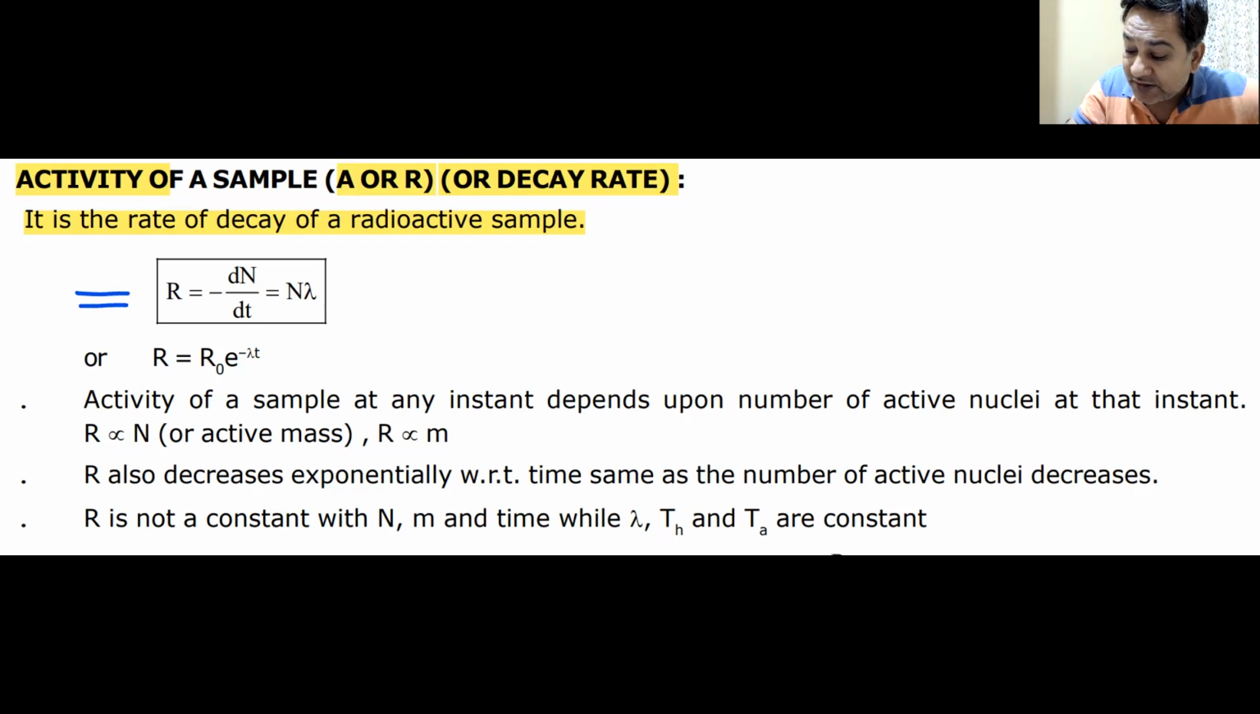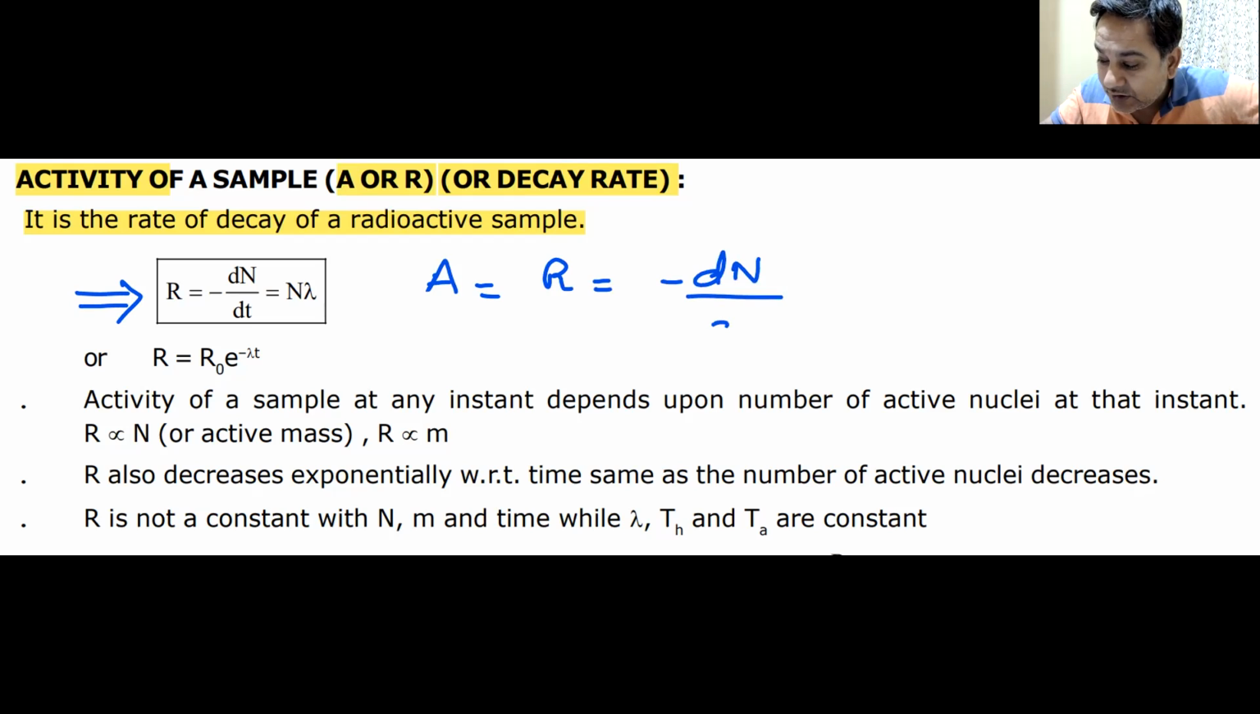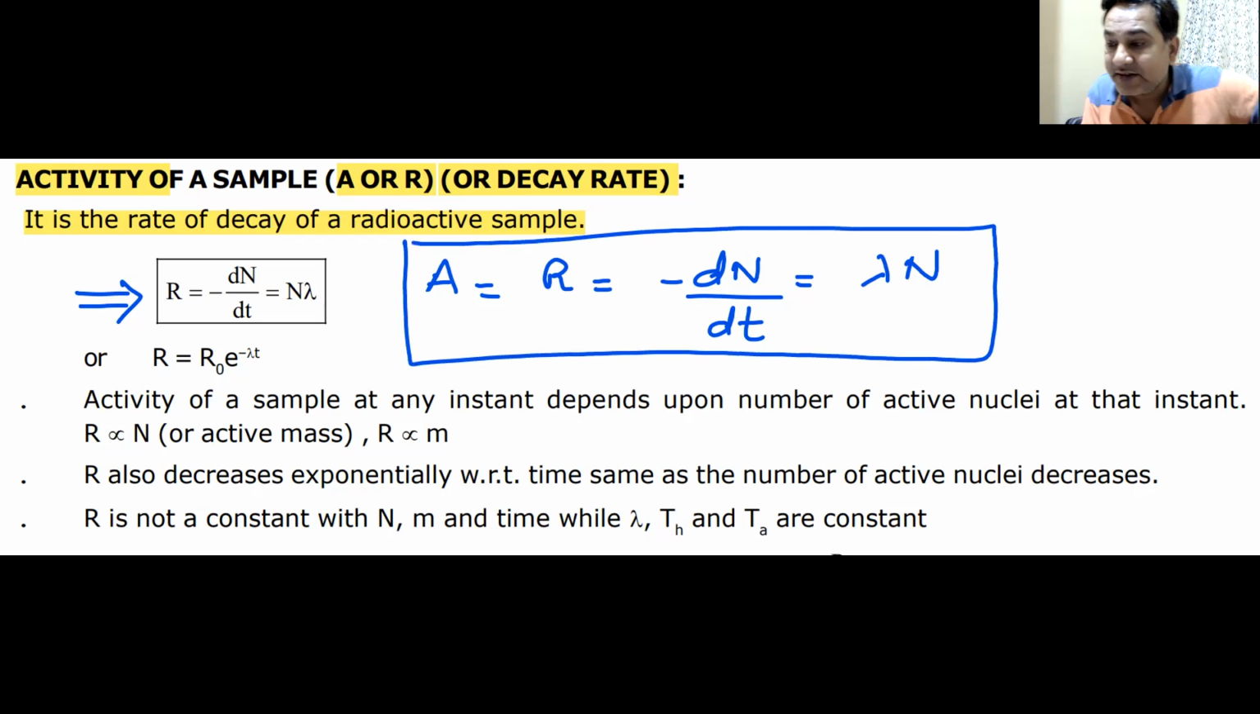We should also understand that activity A or rate R will be minus dN by dt. It is the rate at which the nuclei are decaying. Since it is the rate, minus dN by dt, and just now we saw that minus dN by dt is equal to lambda N, your activity A equal to R will be equal to minus dN by dt, which will always be equal to lambda N, and you should never forget this in your entire life. That is the one formula for activity that you should remember.